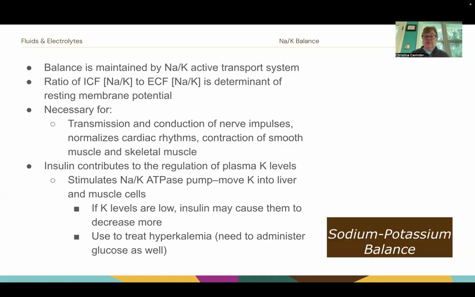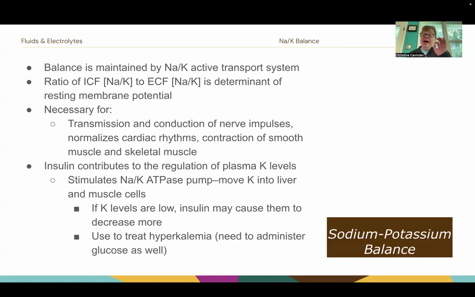Insulin does contribute to the regulation of plasma potassium levels. It stimulates the sodium potassium ATPase pump, which removes potassium from the blood and moves it into liver and muscle cells. So it pulls the potassium out of circulation. If your potassium levels are low, insulin can cause them to decrease more. That's something to keep in mind when we're talking about diabetics, obviously.